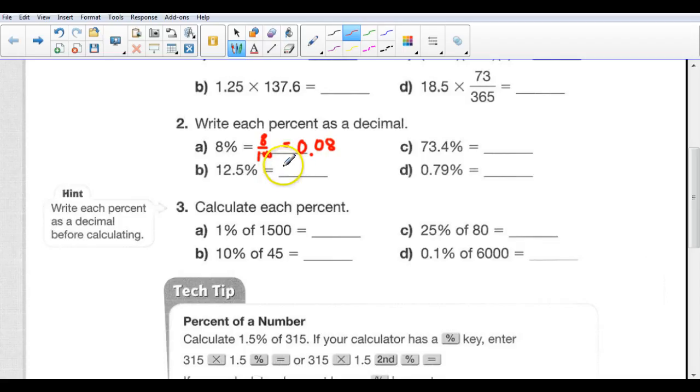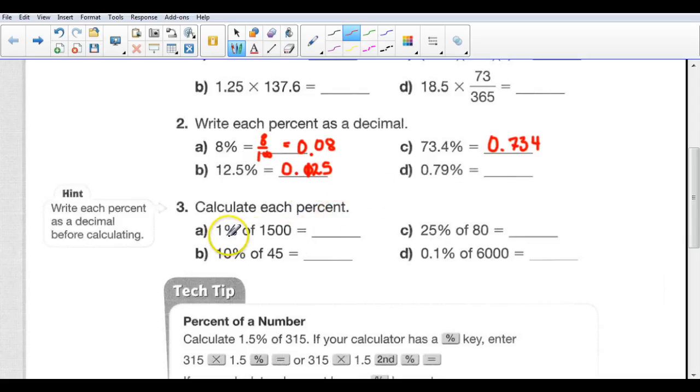12.5%, I'll do this one here, it's the same as 0.125. 73.4% is the same as 0.734. You can also take your calculator to check it. Okay, so you do the last one.